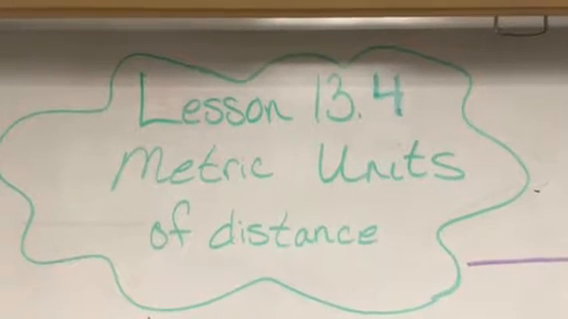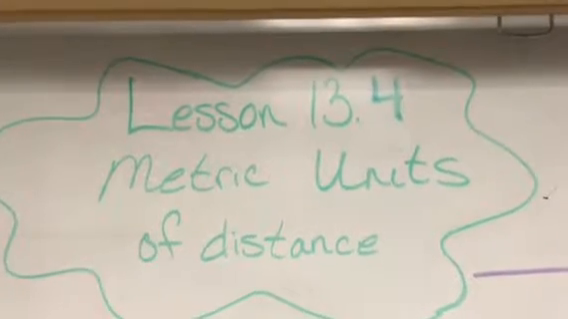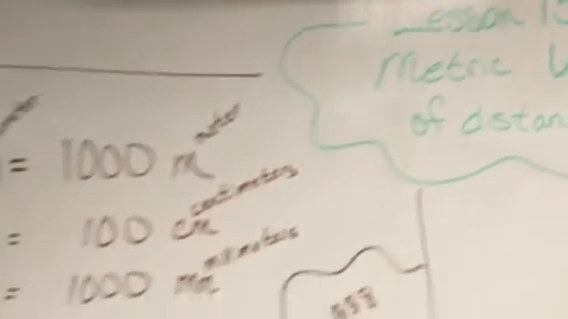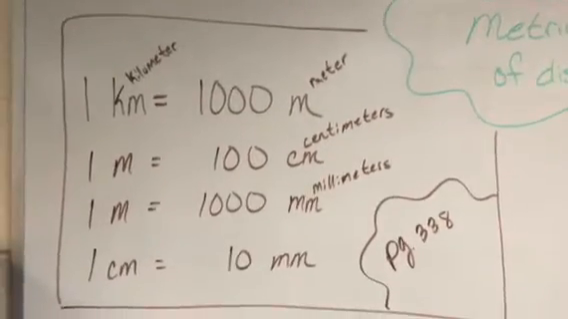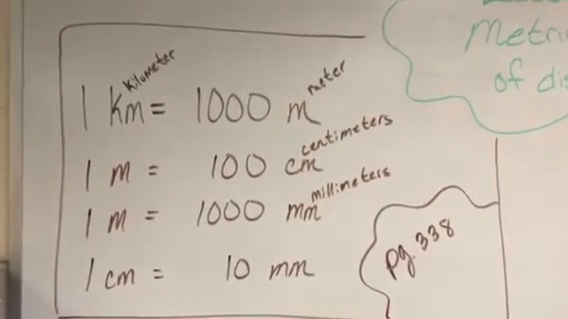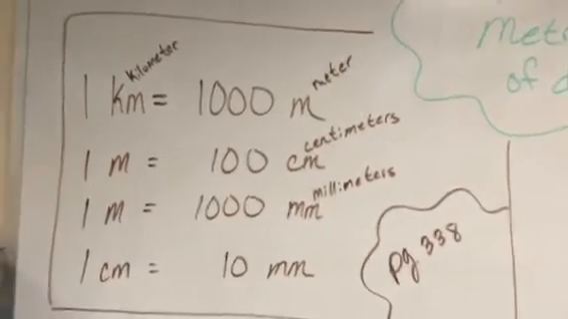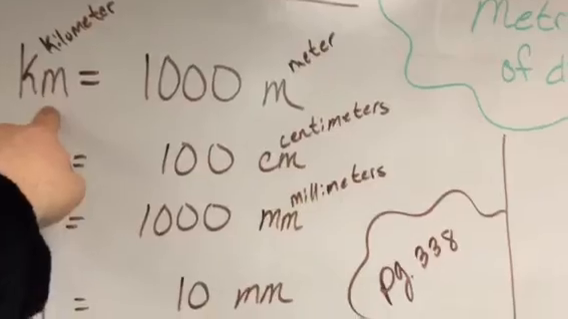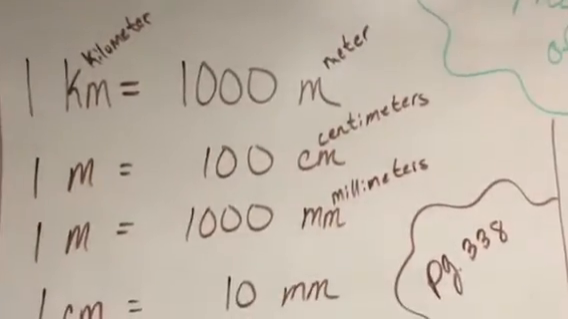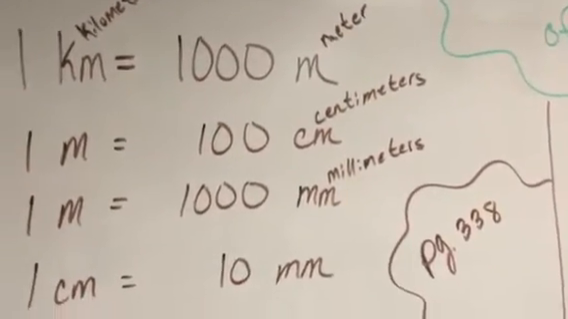Lesson 13.4, Converting Metric Units of Distance. Once again, we have a page that you really need to be looking at. Page 338 in your book will show you some of the conversions. 1 kilometer, which is written km, equals 1,000 meters, which we label just as m.